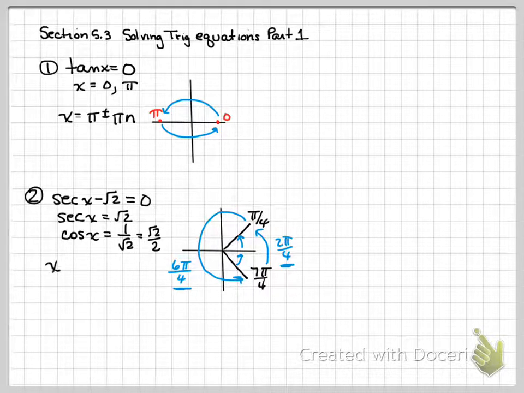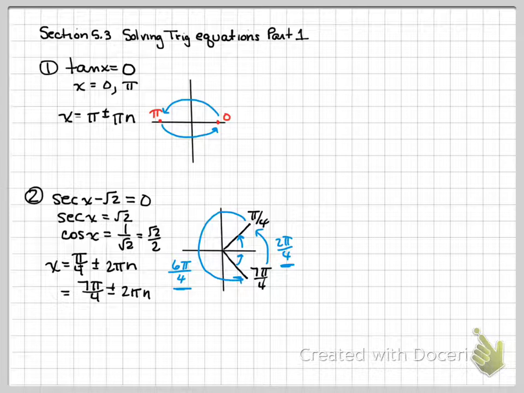And so I get x equals pi over 4 plus or minus 2 pi n. And then my second equation is x equals 7 pi over 4 plus or minus 2 pi n. And these two solutions here are going to give me every place where secant of x minus root 2 is going to equal 0.